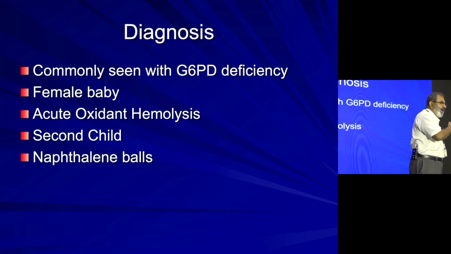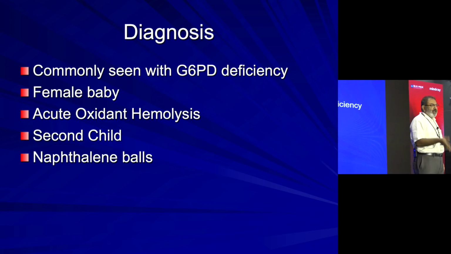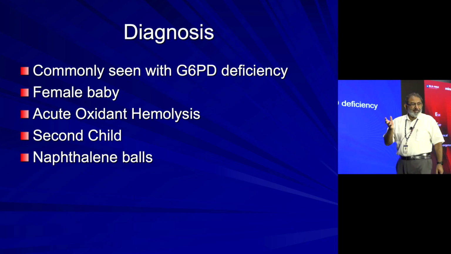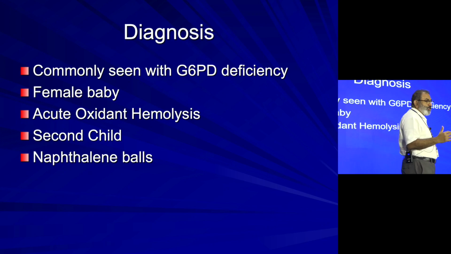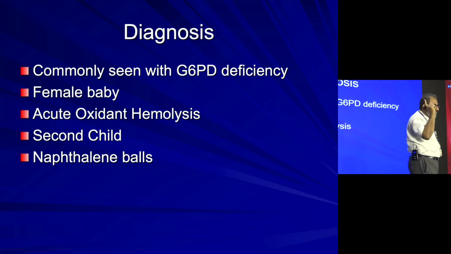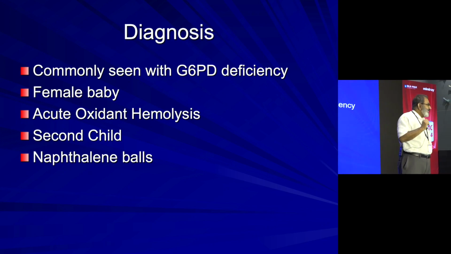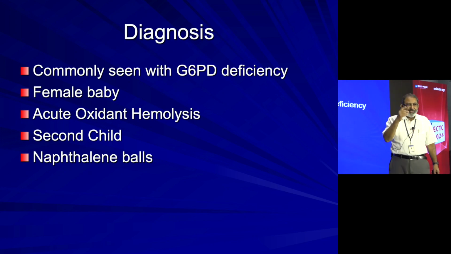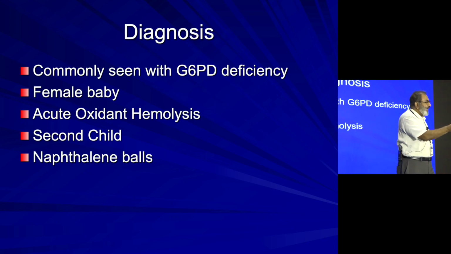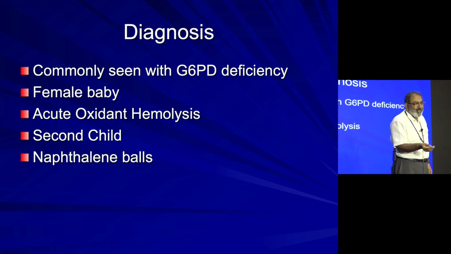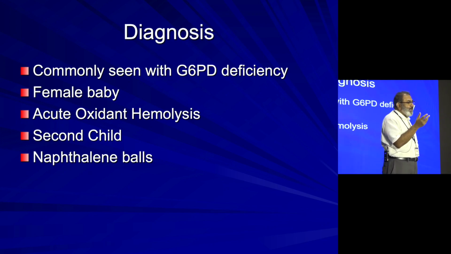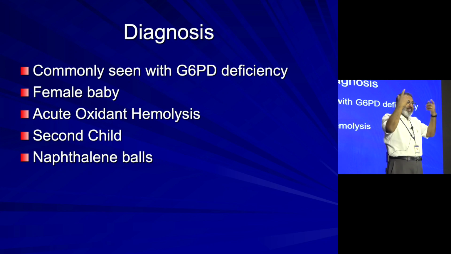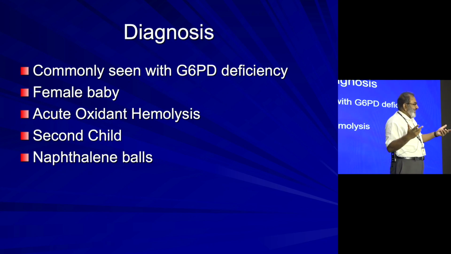Has anybody read any book on oxidant hemolysis? Williams, Wintrobe, anybody? In that list of things that cause oxidant hemolysis, what is the first thing? Fava beans. So I start with fava beans, and this is a child who is 1 month old. So you can imagine, when I start with fava beans, that guy must be on the other side, thinking, what an idiot this guy is.